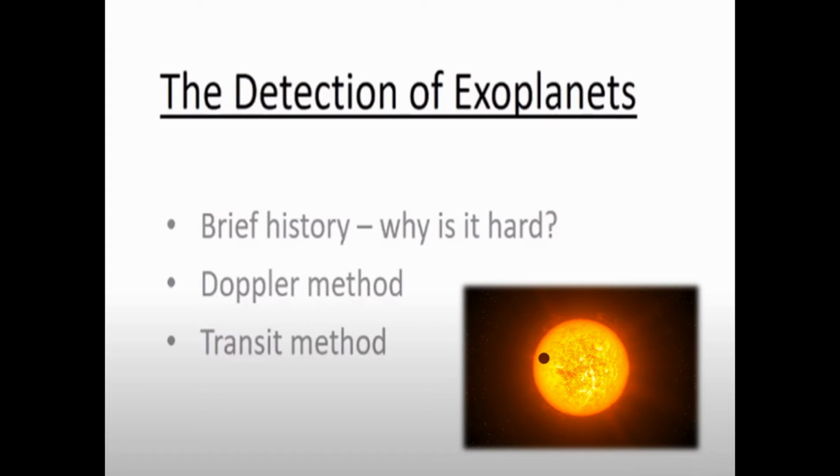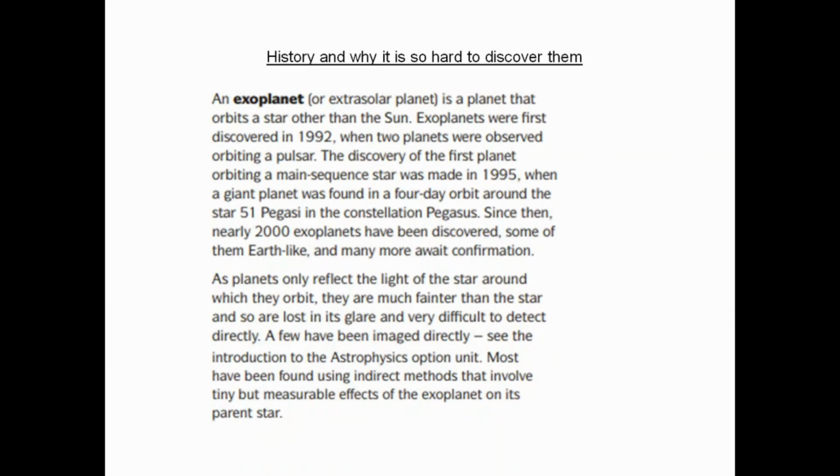But the methods of observing exoplanets are getting better and better, and as they get better, we discover more and more. So a little bit of history in terms of exoplanets. The first one was discovered in 1992, and the first one we discovered orbiting a main sequence star was in 1995. And as I said at the beginning, we've discovered a lot more since then.